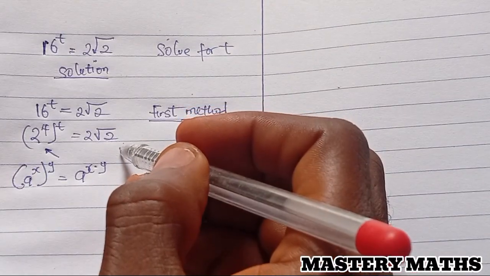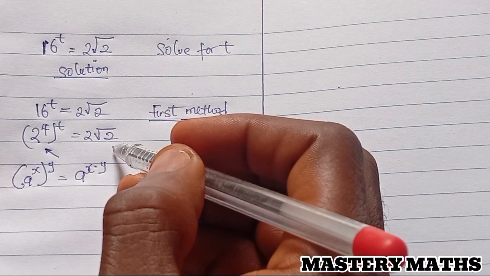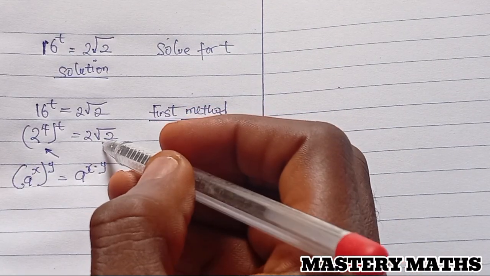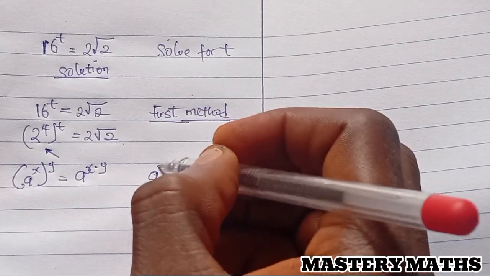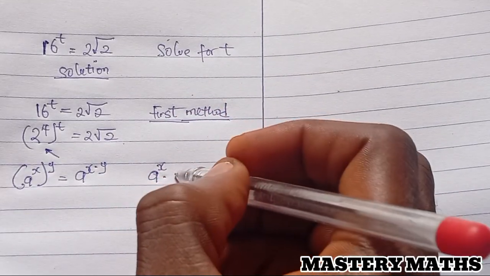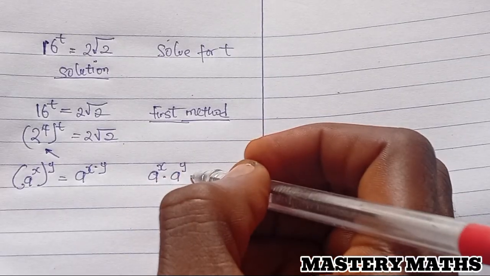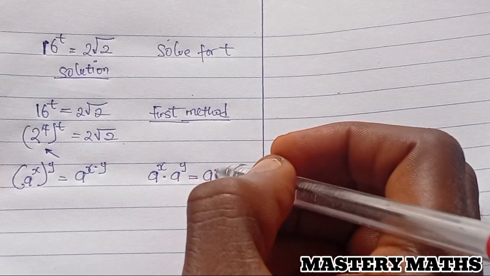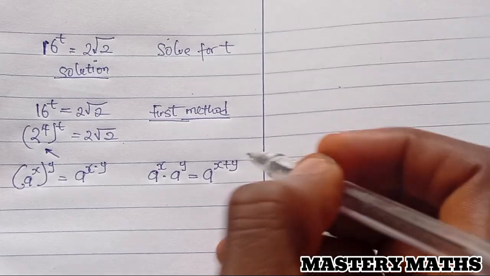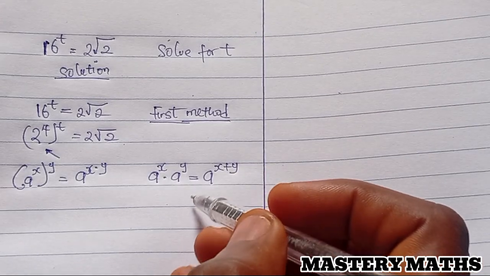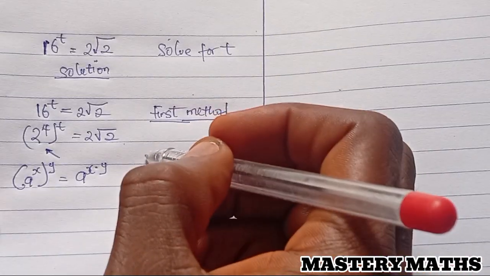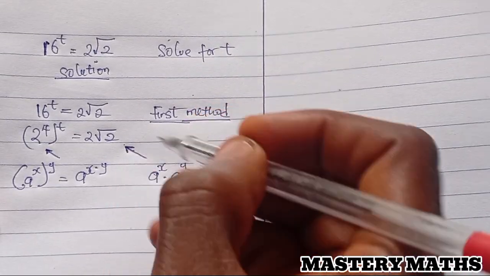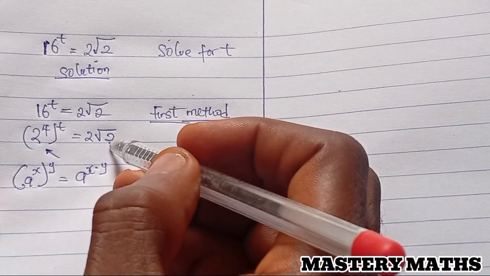Now, this second one here, we're doing the same thing, which says 2 raised to the power of 2. We'll obey the law which says a raised to the power of x times a raised to the power of y is the same thing as a raised to the power of x plus y. The same law of indices. When you're multiplying and the bases are equal, you add the powers. We will make use of it here.